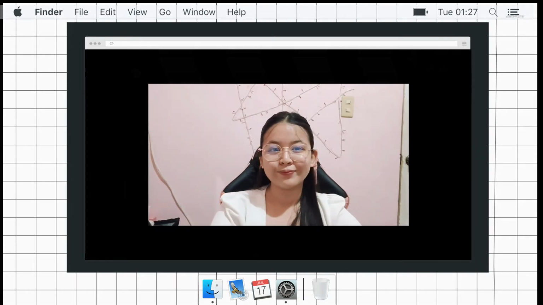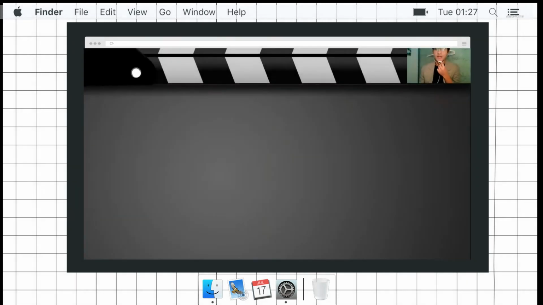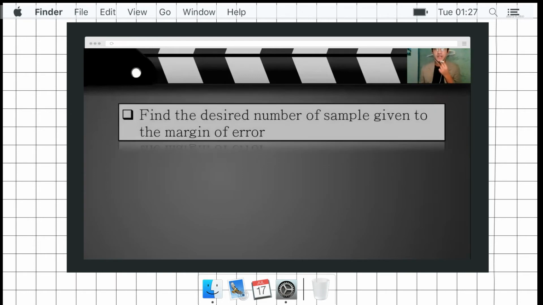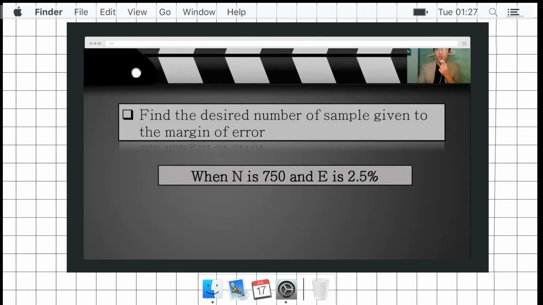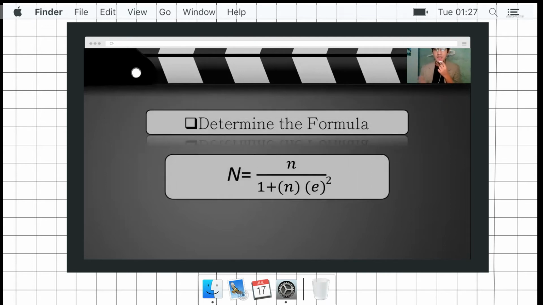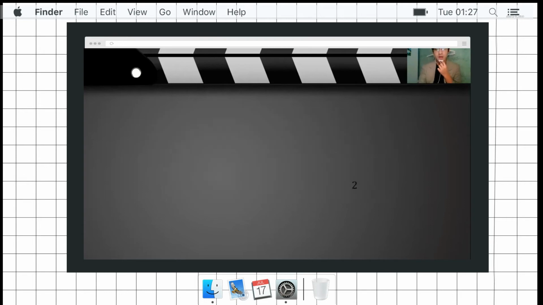Thank you. This is the second example of our sampling method. Our second example is to find the desired number of samples given the margin of error, which is when N is 750 and the margin of error is 2.5%. So how are we going to solve for n? First, determine the formula: n equals N over 1 plus N times E squared.